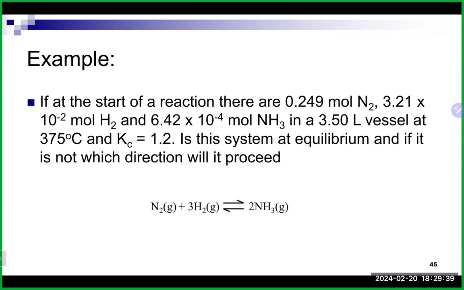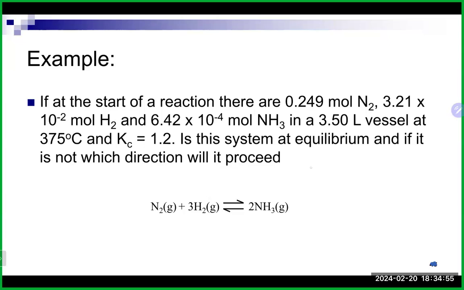I would say Q would be good in this case. Again, calculated the exact same way as you would do K. Okay, let's take a look and see. So in this case, we want to know, is the system at equilibrium? That's a big hint. That's a Q type question. So we're going to calculate Q. Again, it is calculated the exact same as you do K. So we're going to take our products over our reactants here.